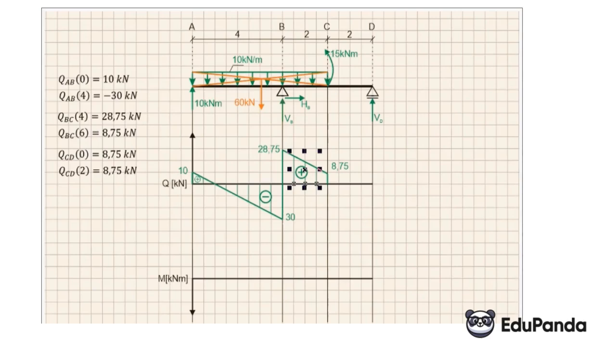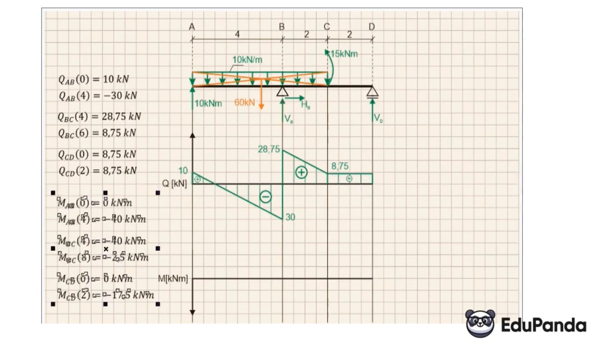Now let's move on to the moment diagram. We have the calculated values in front of us. So now, for the 0 meter, the moment value is 0 kNm. For the 4th meter, it is minus 40. Just like on the previous graph, I marked negative values at the top, marking 40. But now we need to know that under continuous load, the moment graph is a parabola.